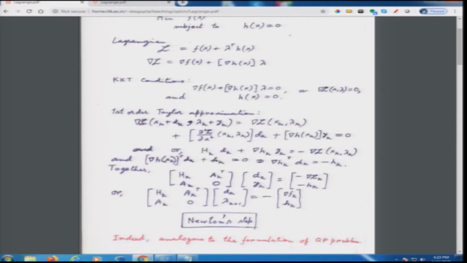So, at kth iteration, grad L of x k plus d k, which is the change in x, lambda k plus y k, which is the change in lambda. Okay. And that will be the grad L at the reference point, which is this, the old one, plus change due to this one and change due to this one, the two first order changes. Okay. So, the change due to this one will be derivative of this with respect to x evaluated at x k and lambda k into this d k, that is this. And what is the rate of change of grad L with respect to x? That is the Hessian of Lagrangian.